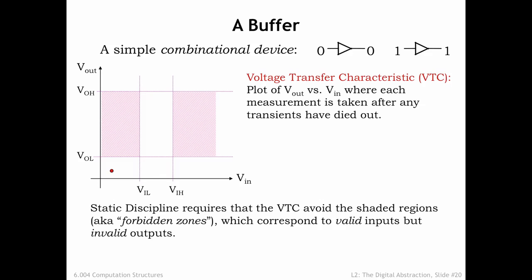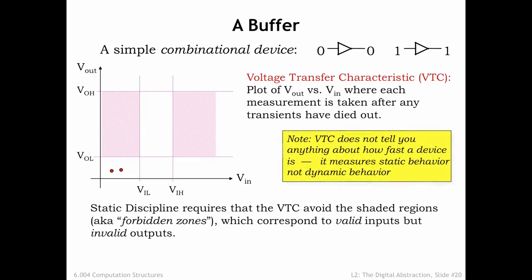Setting the input voltage to a value less than the low input threshold, VIL, produces an output voltage less than VOL, as expected. A digital 0 input yields a digital 0 output. Trying a slightly higher but still valid 0 input gives a similar result. Note that these measurements don't tell us anything about the speed of the buffer. They are just measuring the static behavior of the device, not its dynamic behavior.